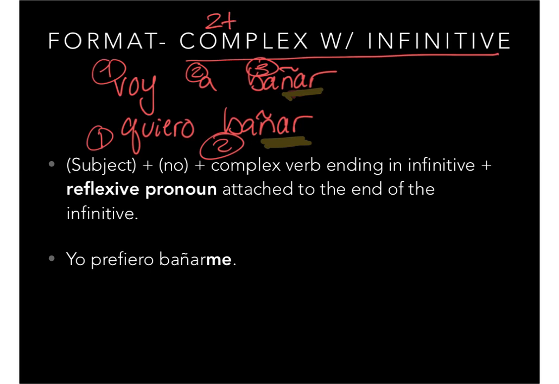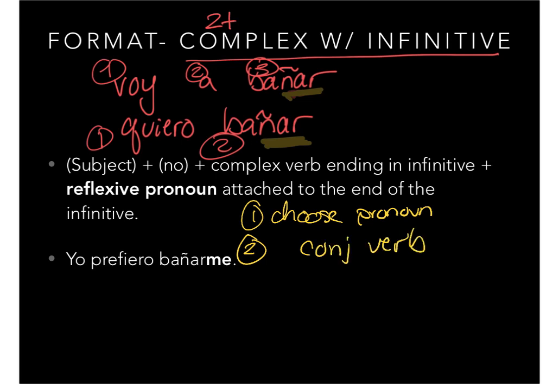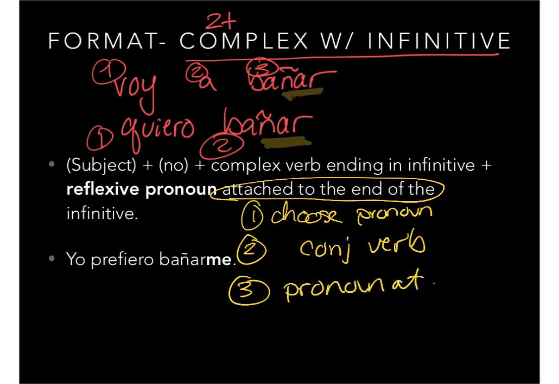So how do we work with these? Same thing as before. Step 1, you're going to choose the right pronoun based on your sentence. Step 2, you're going to conjugate your verb. This time we're going to do fancier, and it's going to end in an R, so the multiple structure. But step 3, that pronoun that we choose, instead of putting it before the verb, we're going to attach it to the end of the infinitive, okay? So pronoun at the end of the infinitive. So the only thing that's changed here is where we put the pronoun, okay?